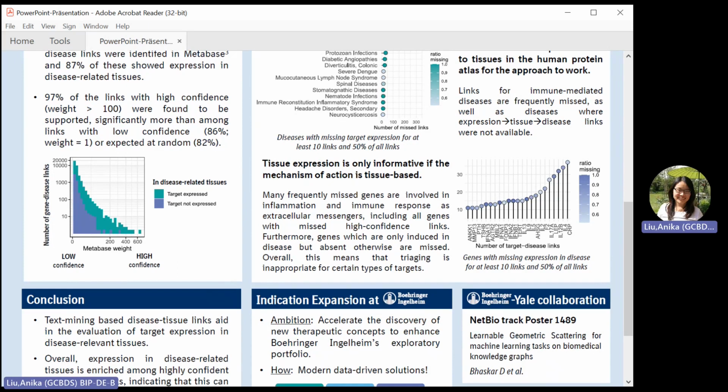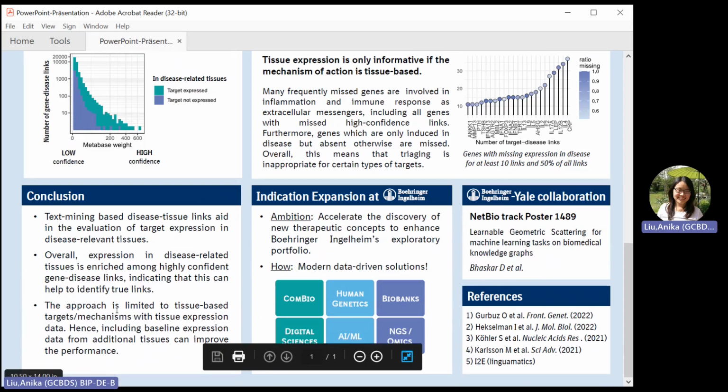We then looked into the most frequently missed targets, and here found an enrichment of proteins linked to inflammation and immune response, and especially extracellular ligands. As immune cells are not primarily tissue-based, this explains why they are missed, and this may even be beneficial because these proteins are often rather biomarkers than targets, but this remains to be explored. Furthermore, genes which are only induced in diseases are missed, so triaging should not be applied to this type of target.